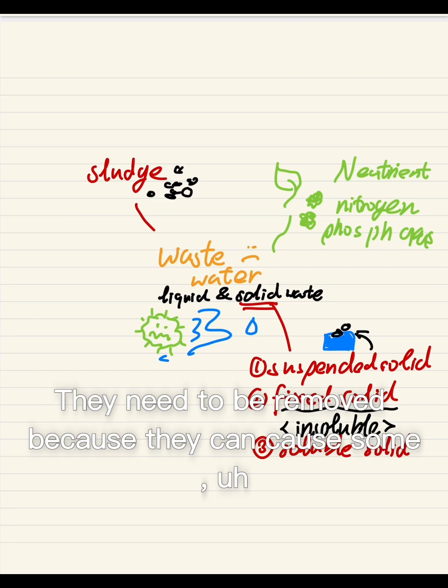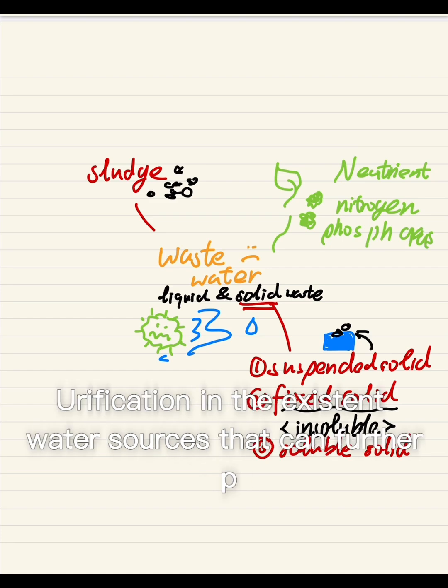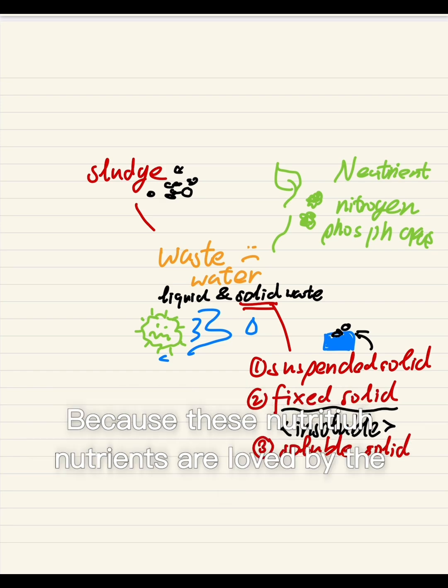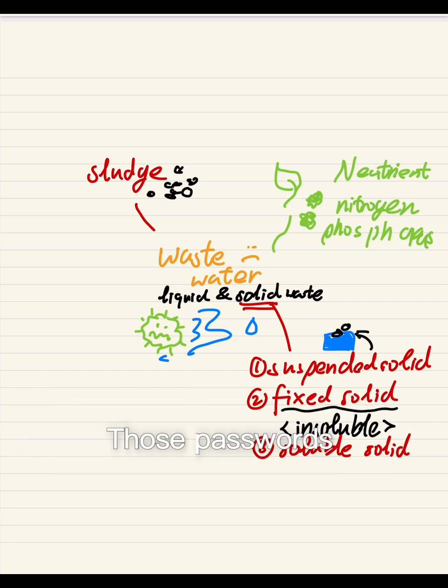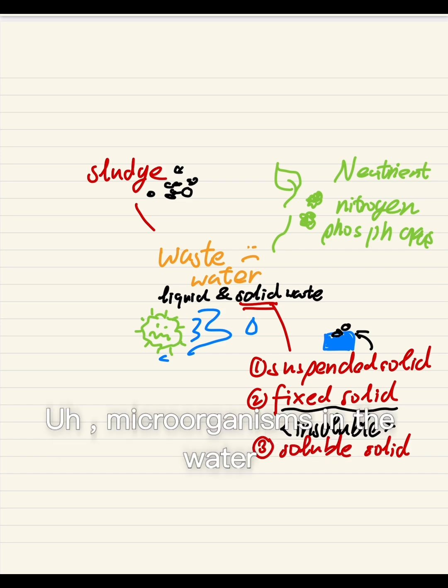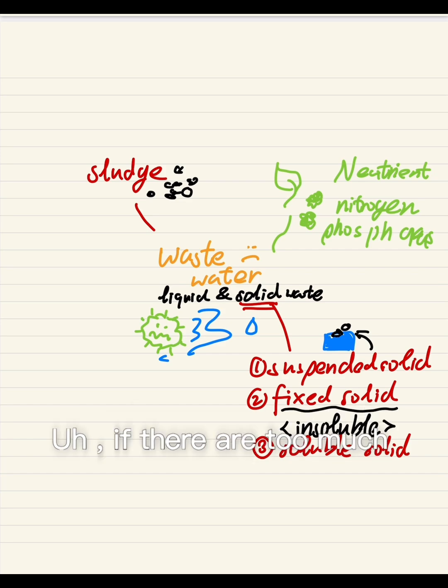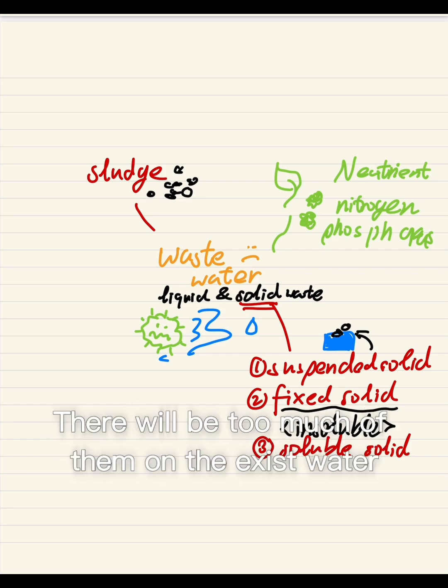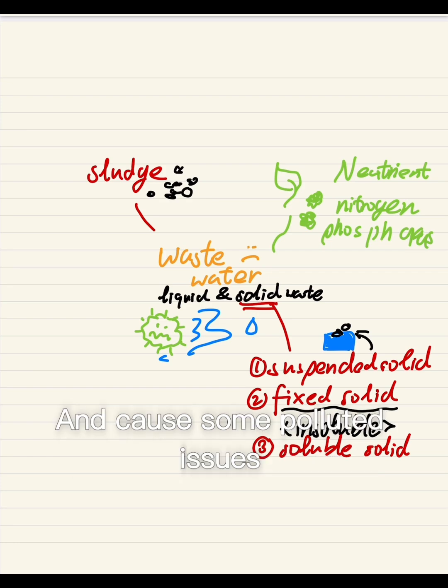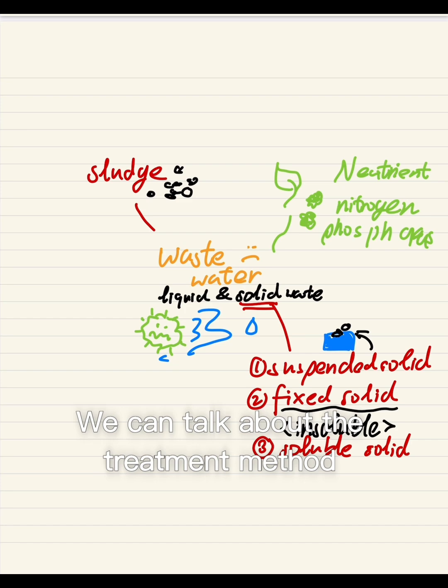They need to be removed because they can cause some eutrophication in the existing water sources that can further pollute them, because these nutrients are loved by those pathogens, you know, like those microorganisms in the water. If there is too much, there'll be too many of them in the existing water and cause some pollution issues. Okay, so after we talk about the key terms, we can talk about the treatment method.